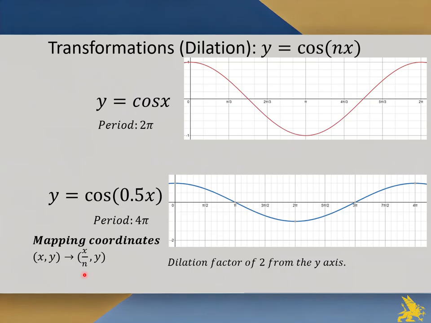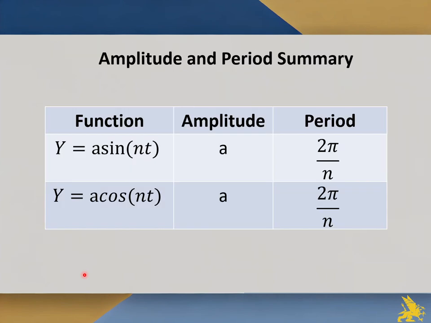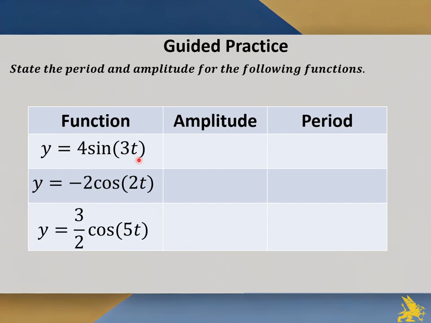So this links into us knowing our period and knowing our amplitude. Our amplitude will always be the number in front of the sine and cosine. Our period for sine and cosine always will be 2 pi, and we divide it by that n value. So for instance, with this function, I've got y equals 4 sine 3t. My amplitude is 4, and my period will be 2 pi over n, and it's 2 pi over 3.